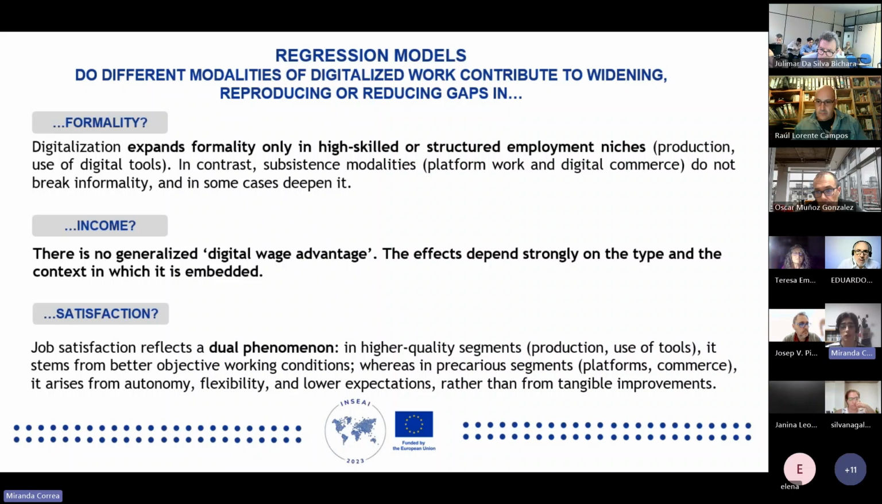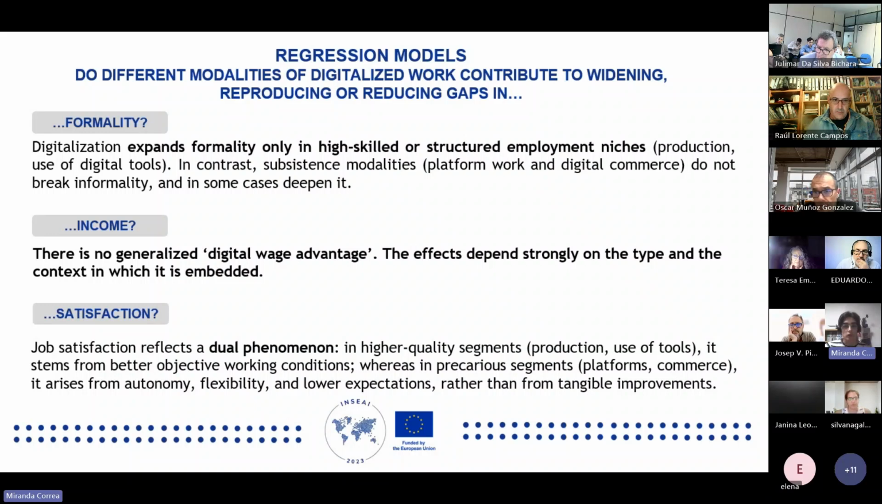Finally, with job satisfaction, we observe there is a dual pattern. We see that higher quality segments display greater satisfaction because of objective improvements, but in precarious segments like platforms and e-commerce, satisfaction arises mainly from autonomy, flexibility, and lower expectations rather than from tangible gains, as we mentioned before. So the regression models show that the effects of digitalization are highly segmented and depend fundamentally on where digital work is embedded within the labor market.